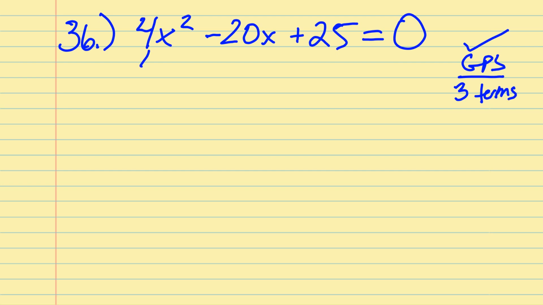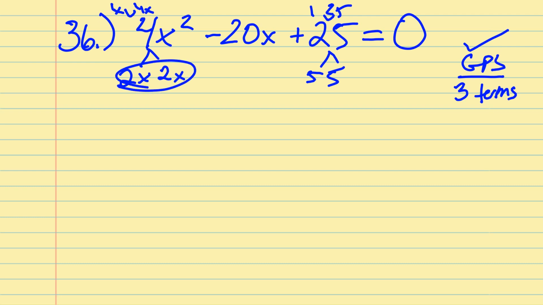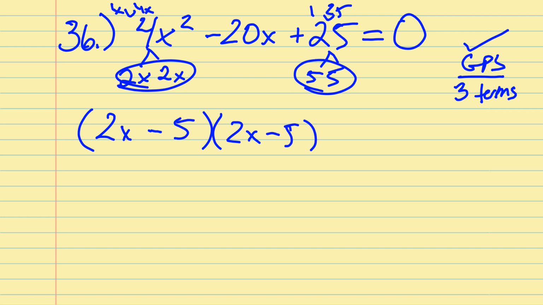So I break down the first term. How do I get 4x squared? 2x and 2x. I could also get 1x and 4x, but remember, I always check perfect squares first. I check the square roots first. 25 is also a perfect square, so I'm going to check 5 and 5 first. Although I do have 1 and 25 as an option, I'm not going to check them first. So I'm going to check 2x and 2x. Then I'm going to check 5 and 5, so I put minus 5, minus 5.